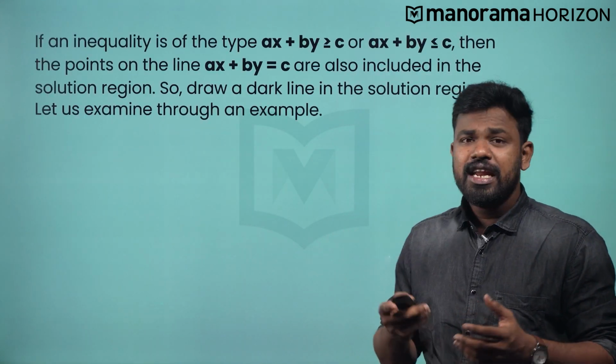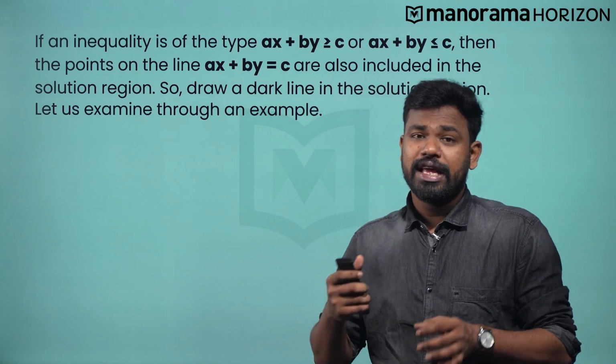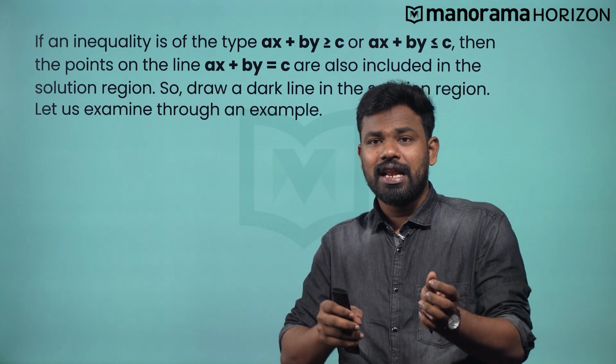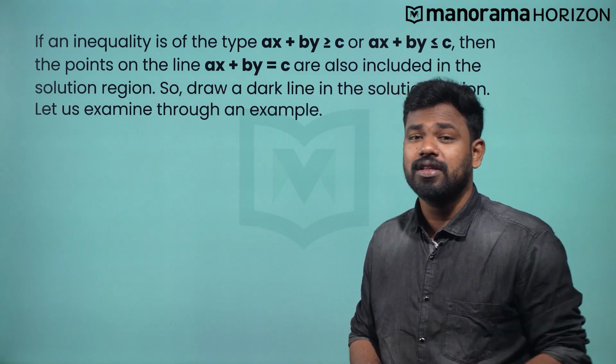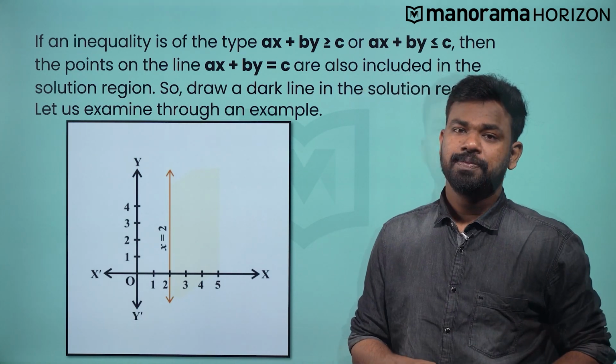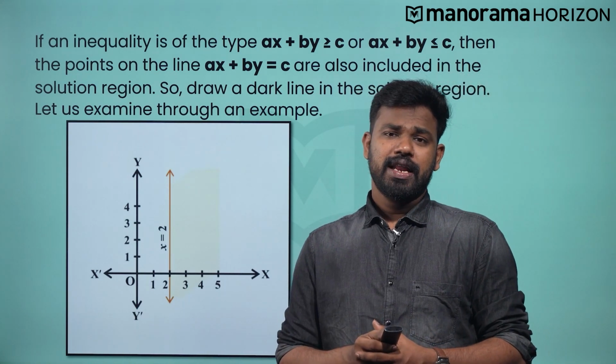Now, if the inequality is of the type ax plus by greater than or equal to c or ax plus by less than or equal to c, then the points on the line are also included in the solution region. So draw a dark line in the solution region in those cases. Let us examine this through an example.